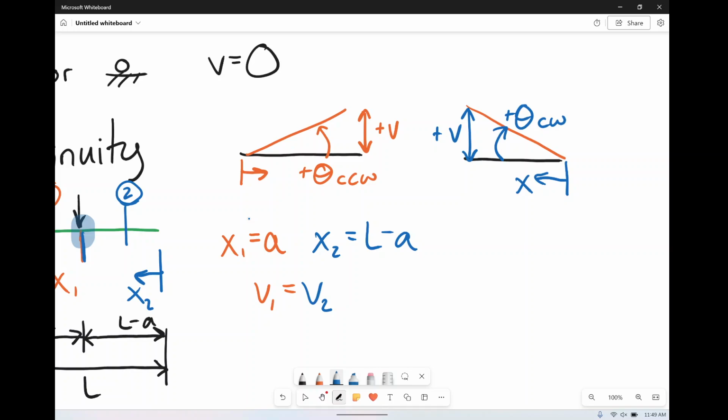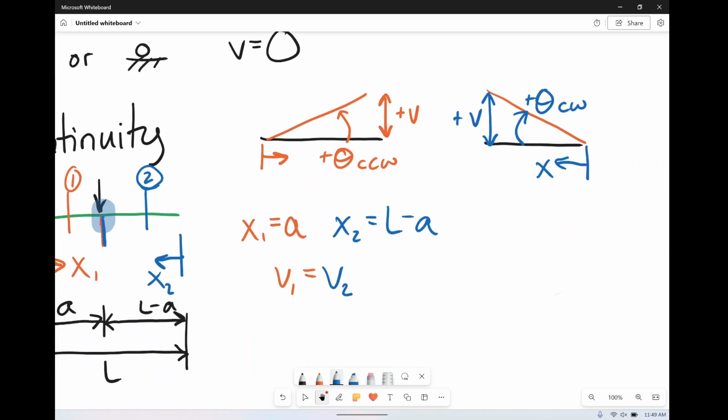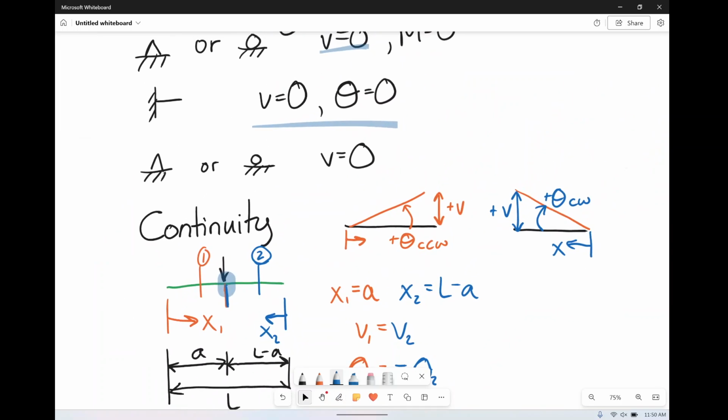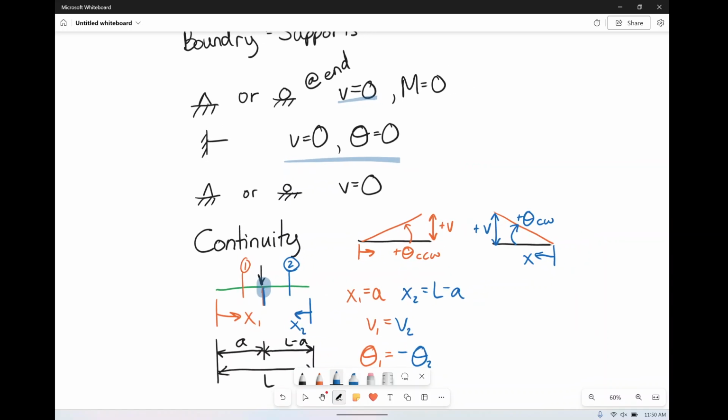So because of that, when those two meet at x1 equals a and x2 equals L minus a, theta 1 is going to be equal to negative theta 2 because the directions are going to be backwards. So that's what we're really looking for to be able to solve for our constants of integration. We're looking for our support conditions, and we're looking for where our equations meet together.